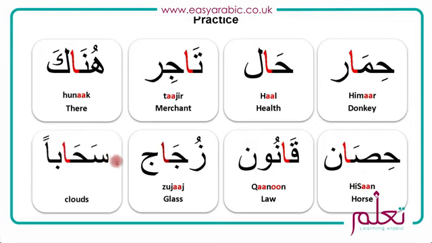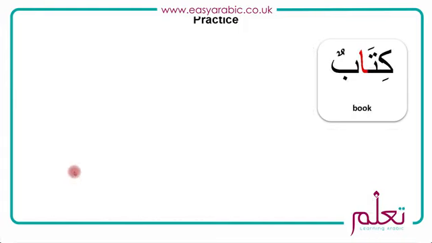Okay, next one is sin with the fatha, which is sa, the ha with the fatha is saha, and then the alif, saha, and the ba with the alif and the tanween fathatain is sahaban. Okay, next one is kaf with the kasra is ki, ta with the fatha is kita, and then the alif is kita, ba with the dhammatain, kitabun.